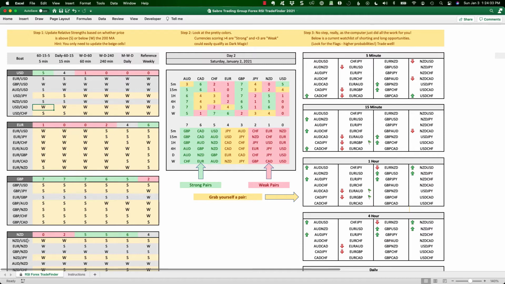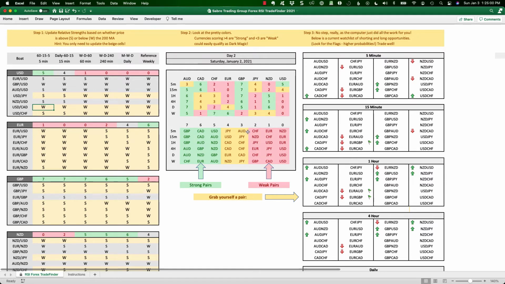And when we fill in all of this data here on the left, this little spreadsheet tells us where the strong pairs and where the weak pairs are relative to each other on each different time frame. And then this part of the spreadsheet automatically, or as I like to say, automagically, tells us on each time frame where the short opportunities are and where the long opportunities are, and then where those opportunities where they're surrounded by bodyguards are.